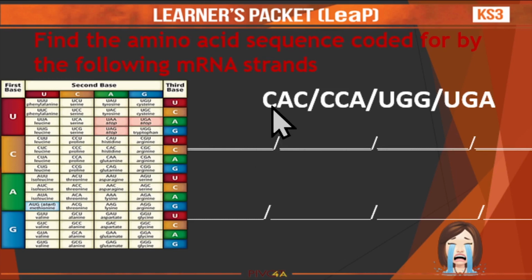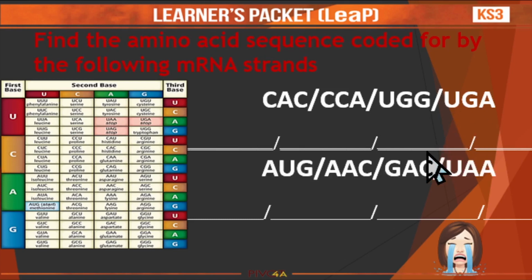So, we have the mRNA strand. We have CAC o the cytosine, adenine, cytosine, followed by the second codon, set of codon na cytosine, cytosine, adenine, third codon, uracil, guanine, guanine, and uracil, guanine, adenine. Then, our another set of mRNA strand, we have the adenine, uracil, guanine, adenine, adenine, cytosine, guanine, adenine, cytosine, uracil, adenine, adenine. So, what will be the amino acid na mapo-form dito sa ating mRNA strand na to?